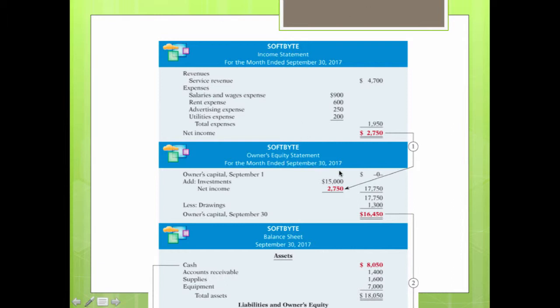We report how much money was in the account on day 1. See, we have owner's capital on September 1st. There was $0 in the account. And then we add any investments. Remember that in your homework assignment, you added an investment because you were going to invest your own money into the business. This is what this represents, which is $15,000. And then you add the net income from the income statement. And as you can see from this arrow, you see how the income statement relates to the owner's equity statement. You will just grab that net income or net loss and you will transfer it to this line.